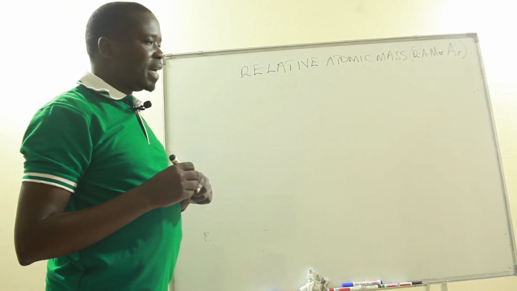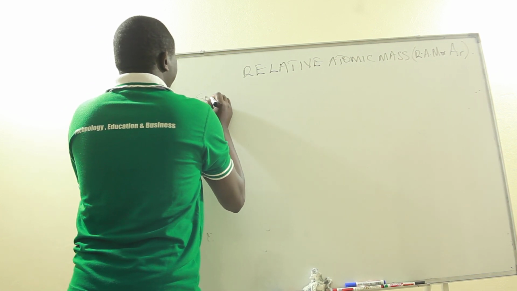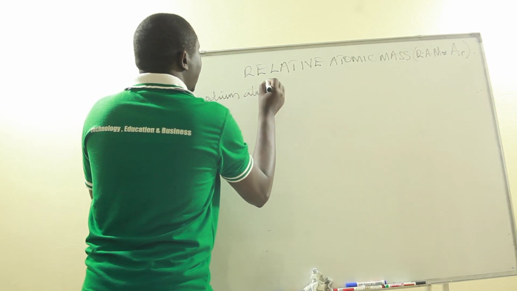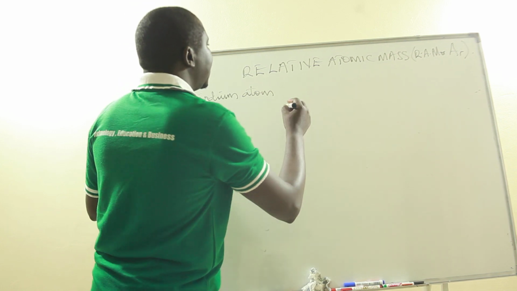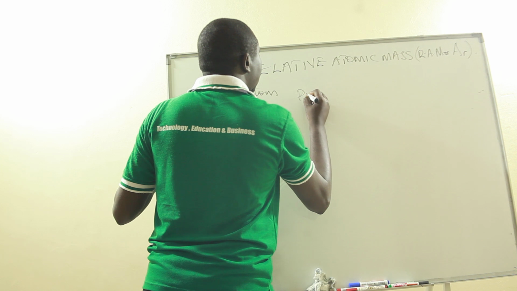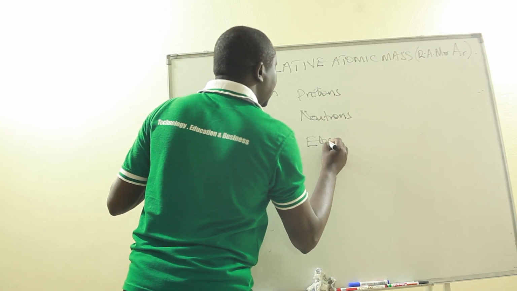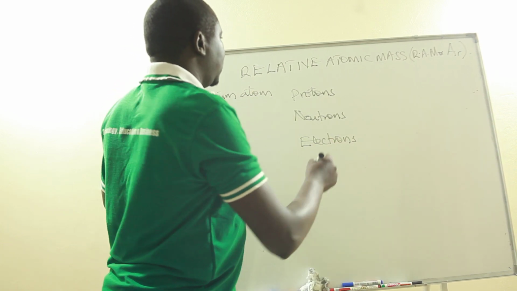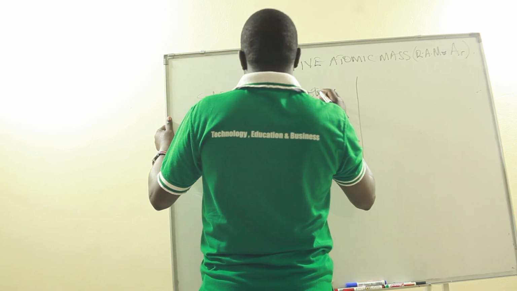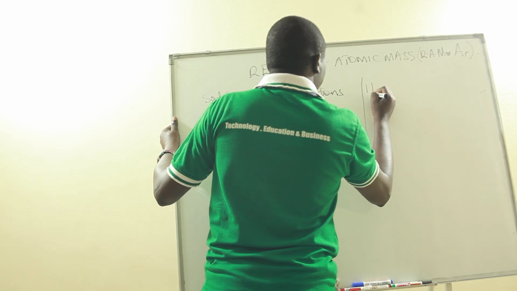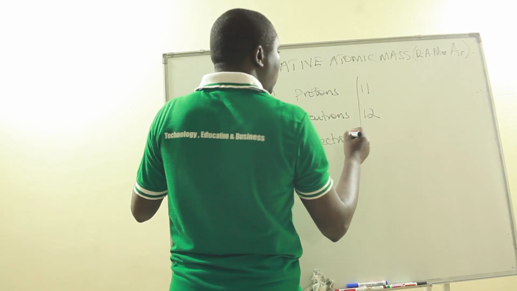Now, for us to understand relative atomic mass, we need to firstly look at this. Let us pick a sodium atom. In an atom of an element, we have what we call subatomic particles. Those subatomic particles are the protons, the neutrons, and the electrons. So if I pick a sodium atom, protons are 11, neutrons are 12, and electrons are also 11.